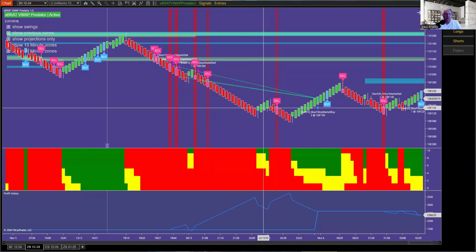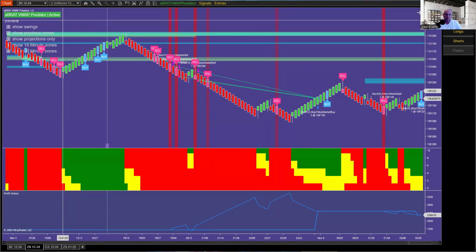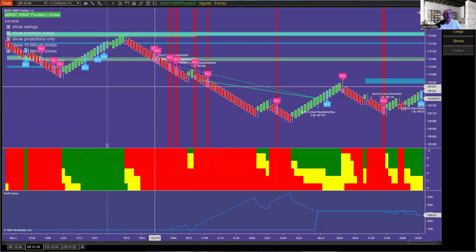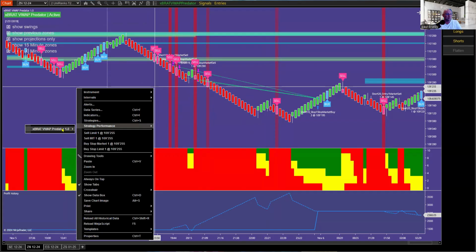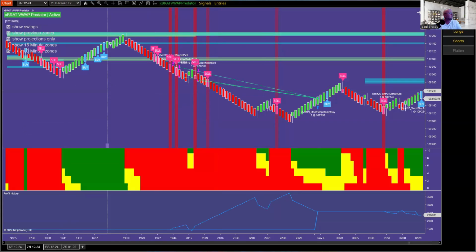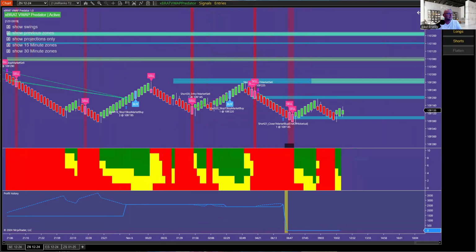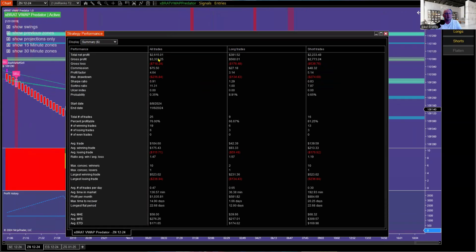So we can see, and this is not even optimized, guys. I've literally just chosen the time frame, and this is something that we go through all the time. And then the strategy performance report. This is over 90 days on ZN. Let's bring it over here. So $2,600, 76% win rate, and I've not even optimized it yet.